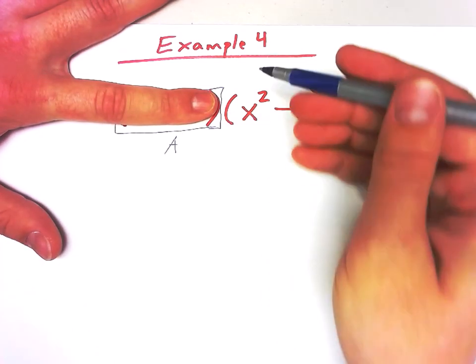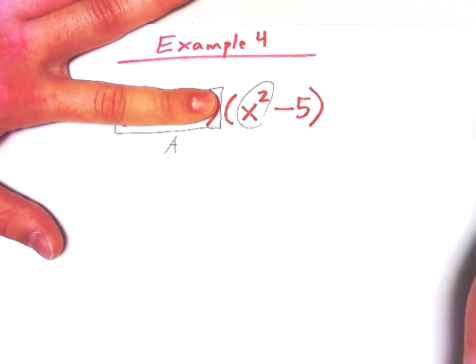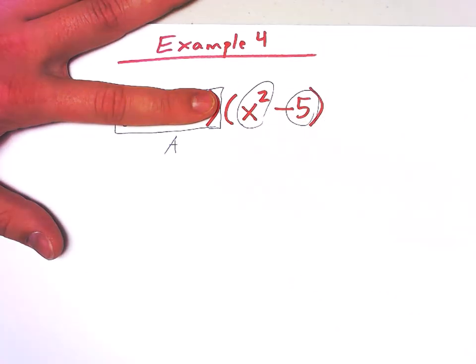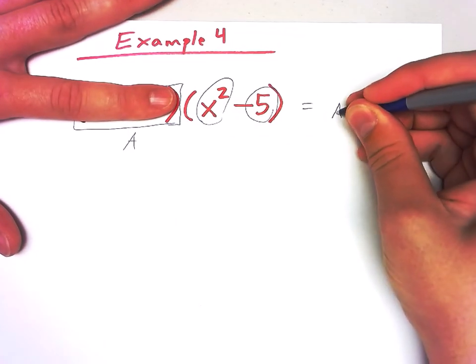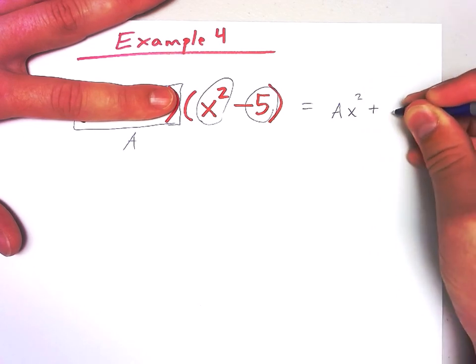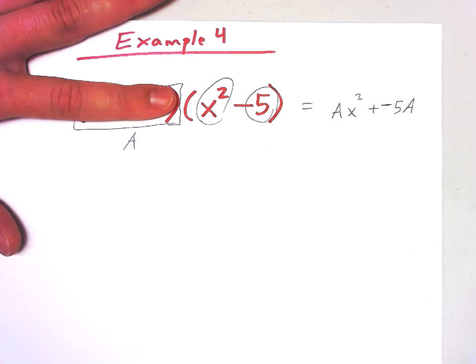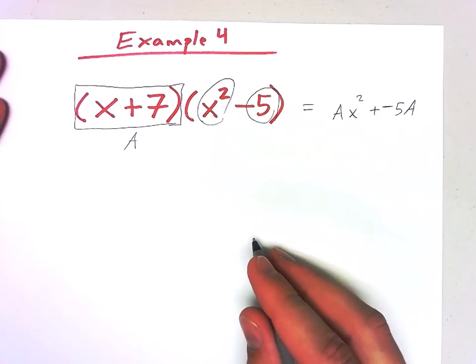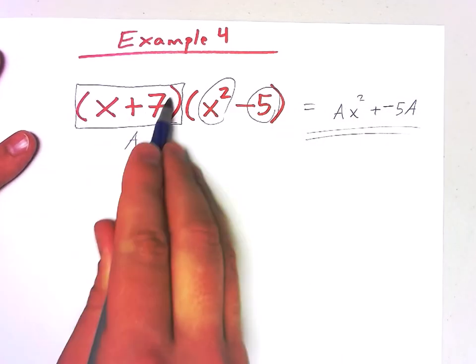So if that whole thing was just an A, then it'd be normal distributive property, right? It'd be A times this plus A times this. Okay, so that would be A times x squared plus A times negative 5, minus 5A. But A actually is x plus 7.